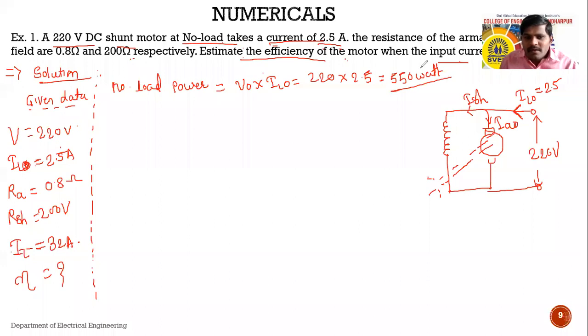Now from this power, if I subtract the armature copper losses, then I will get the constant losses, because the power taken from the supply at a no load condition is only required to overcome the losses.